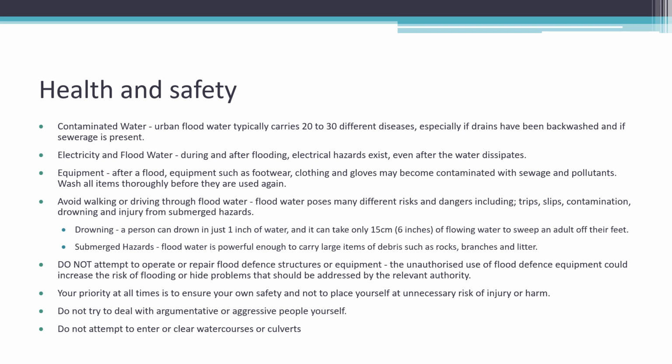Avoid walking or driving through flood water. This can put you at risk of slipping, contamination, drowning and injury from submerged hazards. Do not attempt to operate or repair flood defence structures or equipment. Your top priority at all times is to ensure your own safety, so do not place yourself at risk of injury or harm. Do not try to deal with argumentative people yourself, even if they are members of your community. And do not attempt to enter or clear watercourses or culverts.